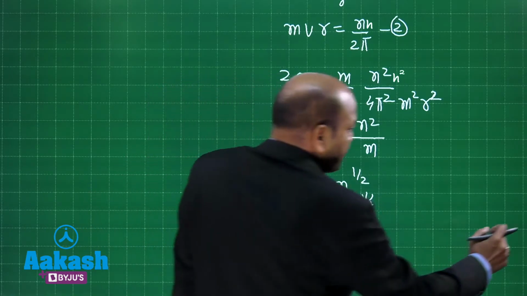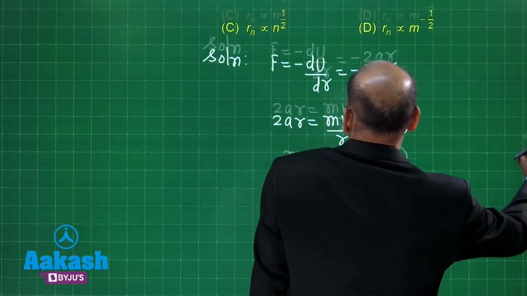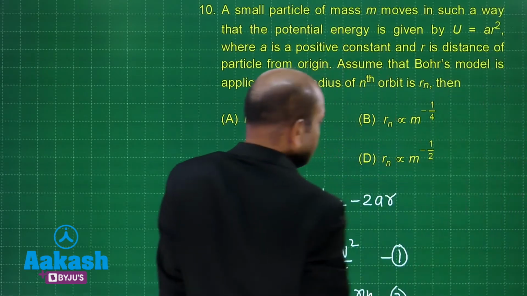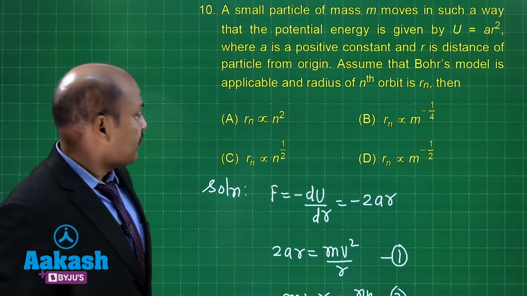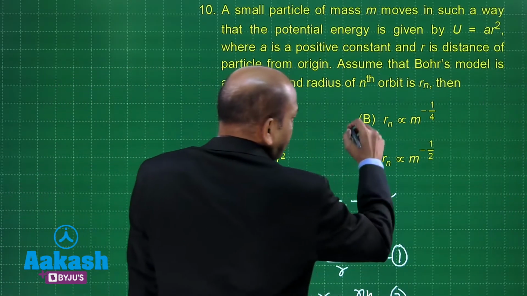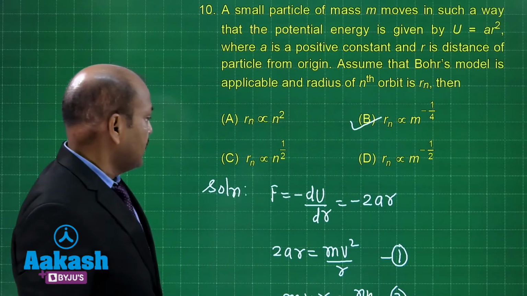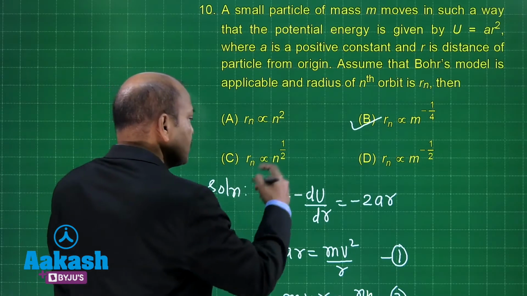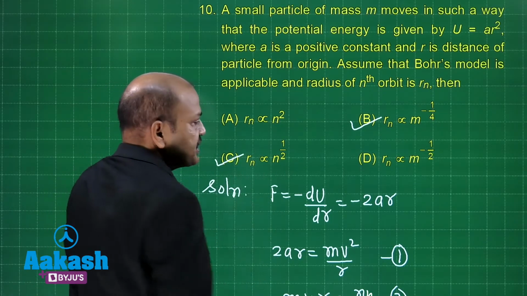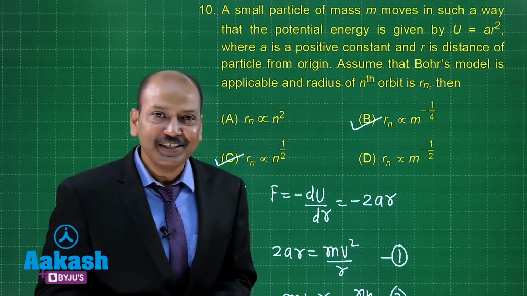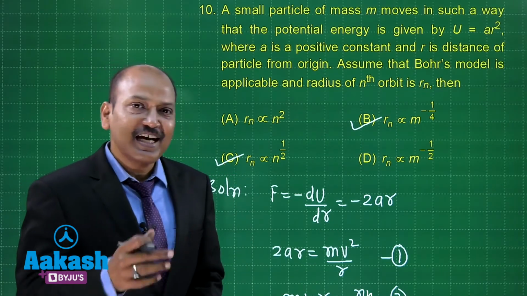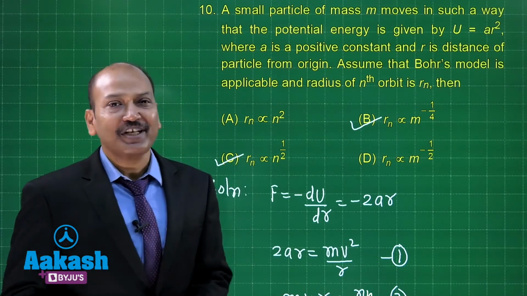So let's now check the options again. We found that r is proportional to m to the power minus 1 by 4, and r is also proportional to n to the power 1 by 2. So options B and C are correct for the question. It is done. Time now to go to the next set of questions.